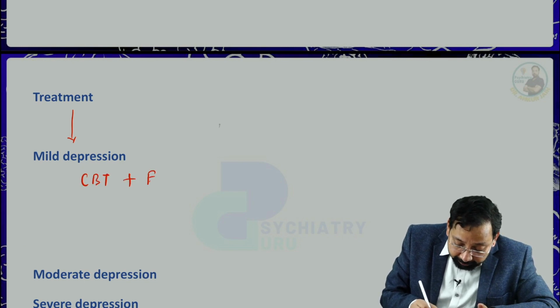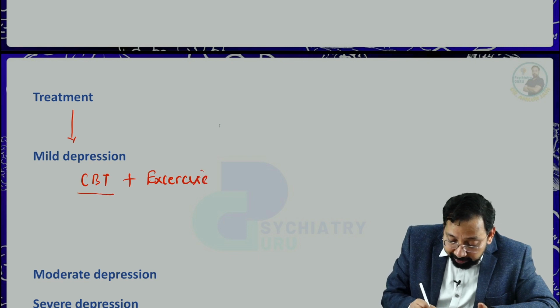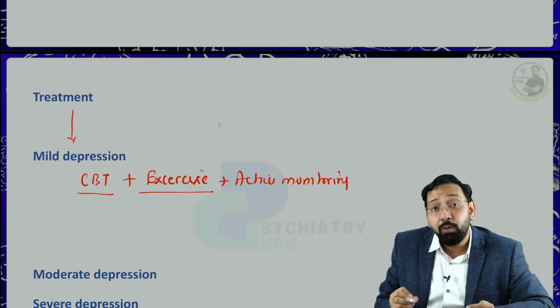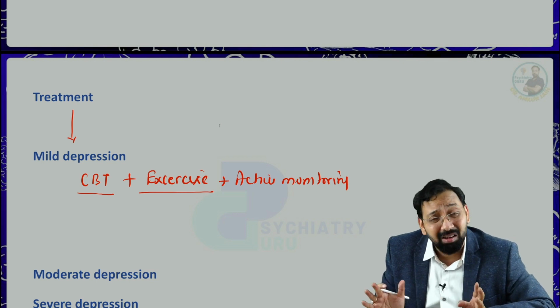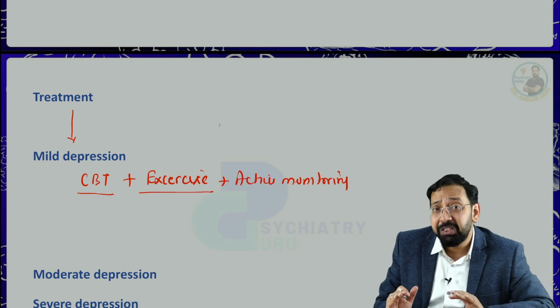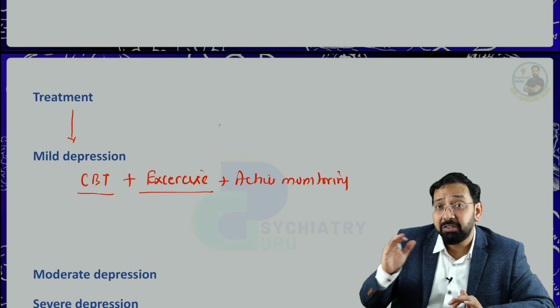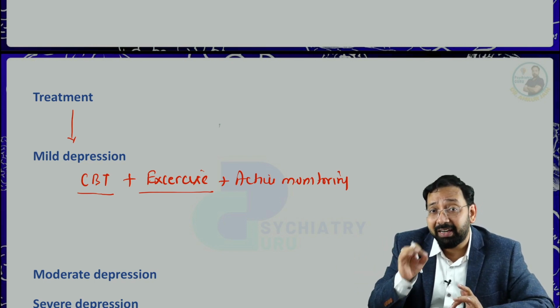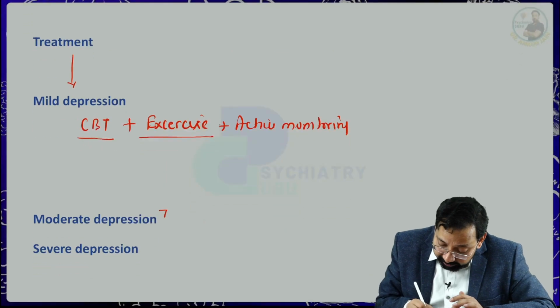Now, treatment of depression. If mild depression is there, then you will treat the patient with cognitive behavior therapy plus exercise. Yes, this is important. Cognitive behavior therapy plus exercise plus active monitoring. Why active monitoring? Because you are not giving any drug. Sometimes these symptoms may worsen, and if suicidal ideation comes, the patient may also commit suicide, so you will monitor actively.